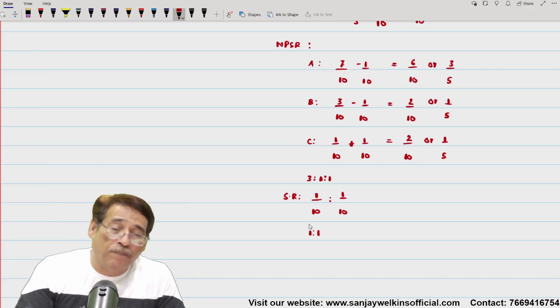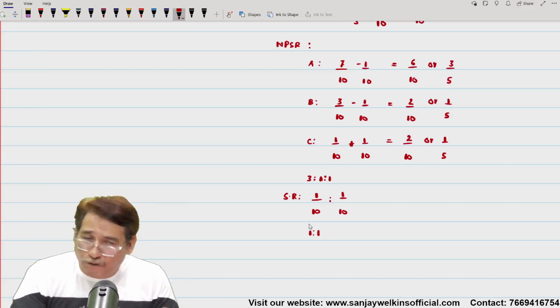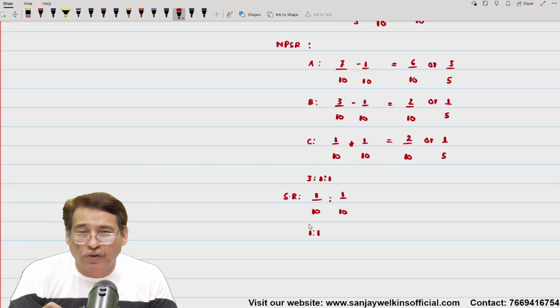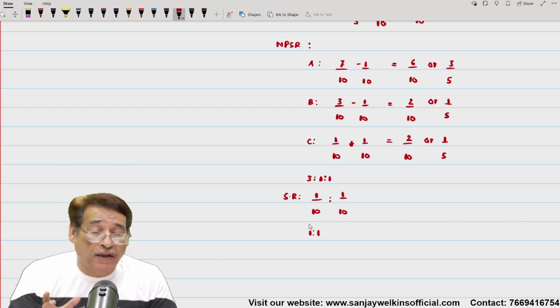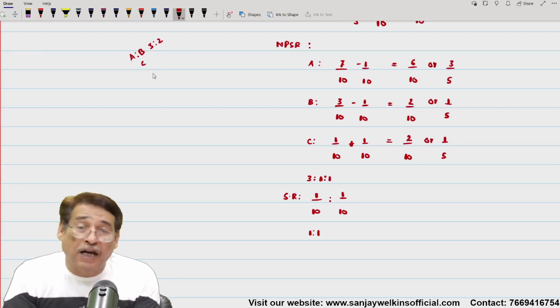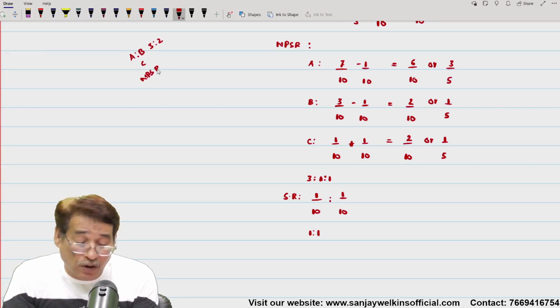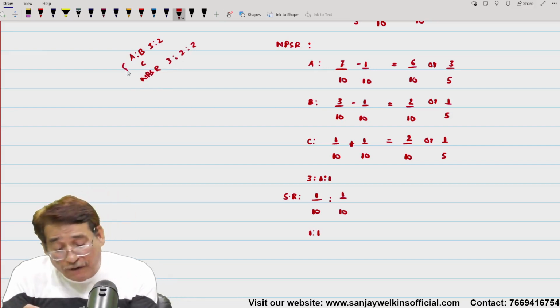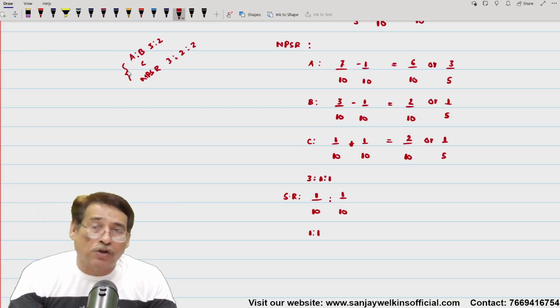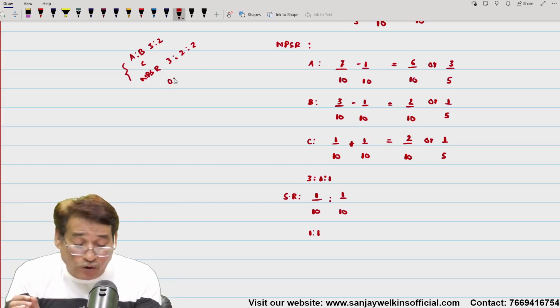However, you will have to use the formula when you cannot get the sacrificing ratio without it. Such a situation may arise if, suppose in the question it is given, A and B are partners, their ratio is 3:2, and C is admitted and the new profit sharing ratio is, let us say, 3:2:2. So whenever old and new ratios are given, in that case, you will have to apply the formula to compute the sacrificing ratio.